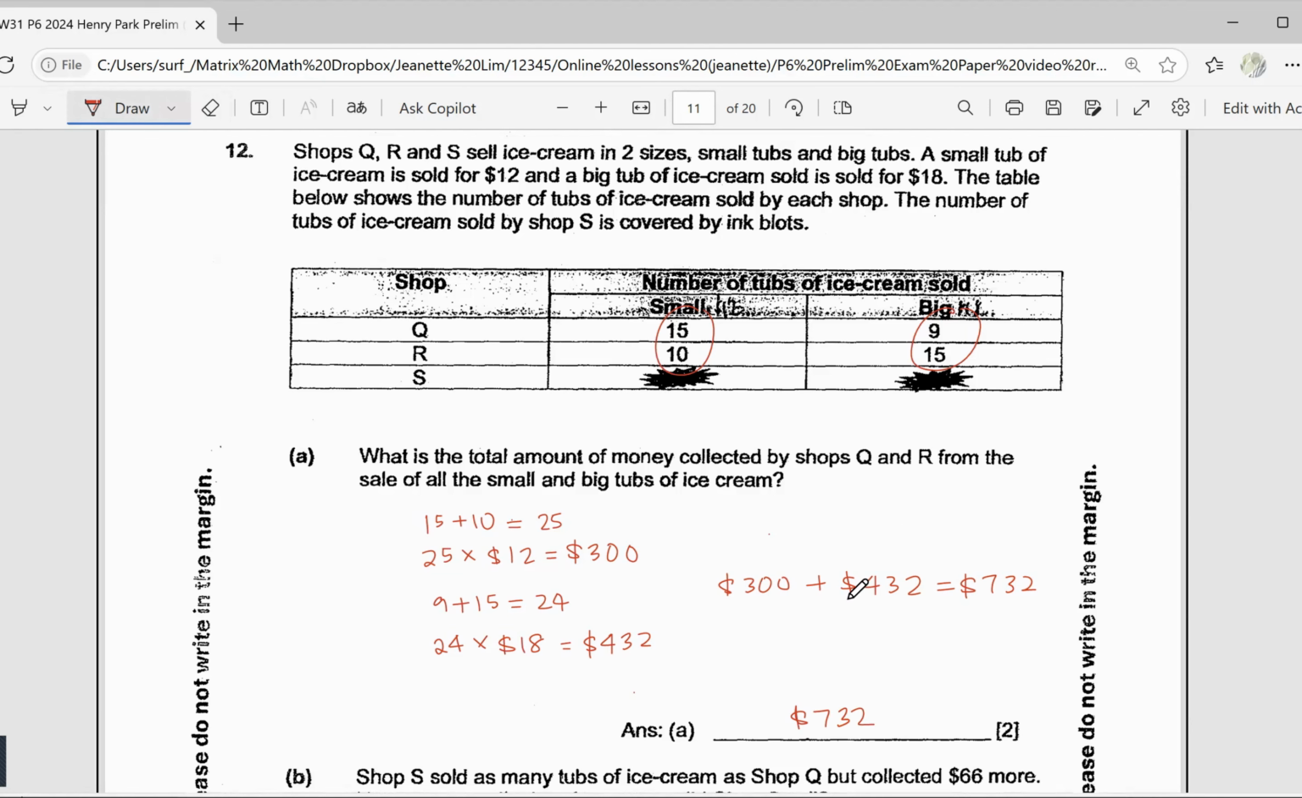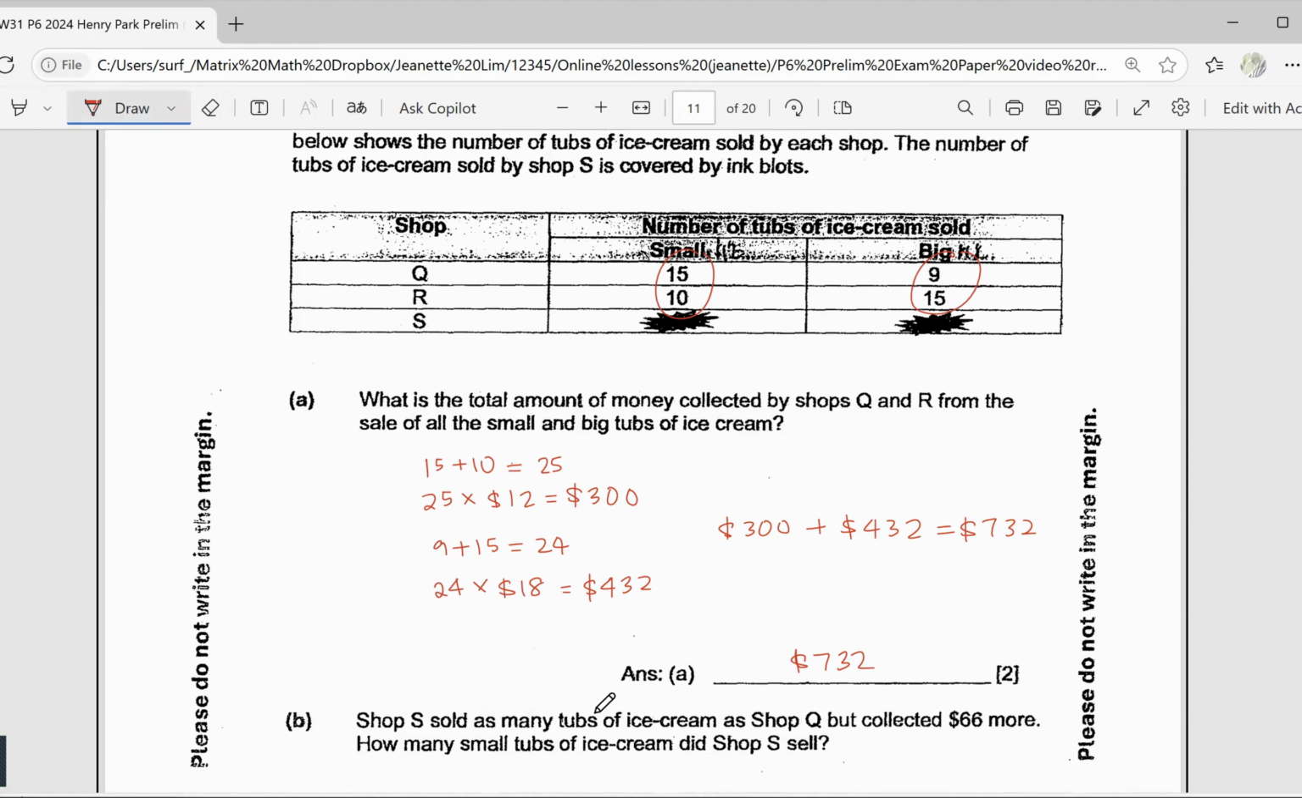Now for part B, shop S sold as many tubs of ice cream as Q, but collected $66 more. So how many small tubs of ice cream did shop S sell? Okay, so we're comparing S versus Q. They sold the same number of tubs. The total is 24. So shop S also sold 24. But I don't know how many small and how many big.